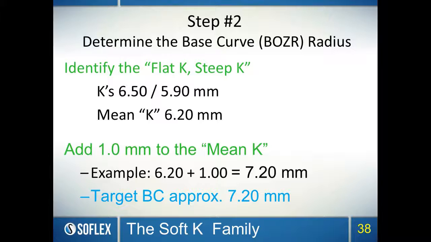Step number 2, determine the base curve radius. Identify the flat K and the steep K, for example 6.5 and 5.2, mean K is 5.85, and add 1 millimeter to the mean K, which in this example gives 6.85, so the closest base curve will be 7.3.